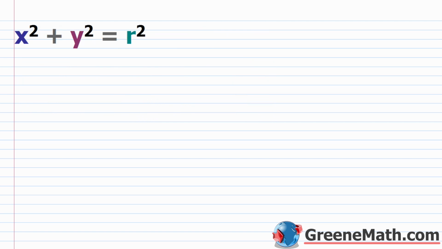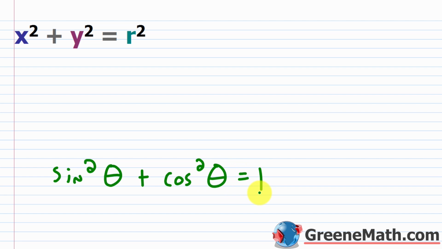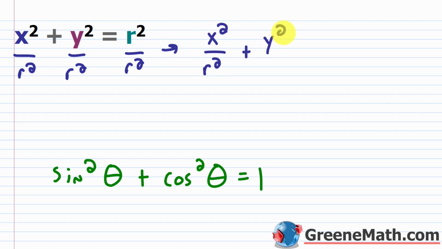So how do we get the first one? So we have our sine squared theta plus our cosine squared theta is equal to 1. We'll see other ways to do this when we get to the unit circle. For right now, we're just going to divide everything by r squared. And we know that r squared divided by r squared would be 1. So when we look at this, we can say this is now going to be x squared over r squared plus y squared over r squared is equal to 1.